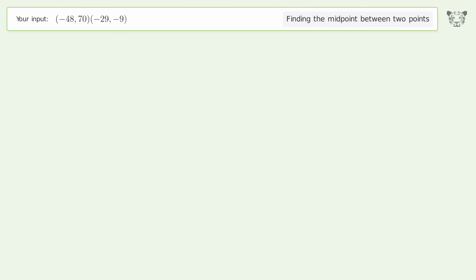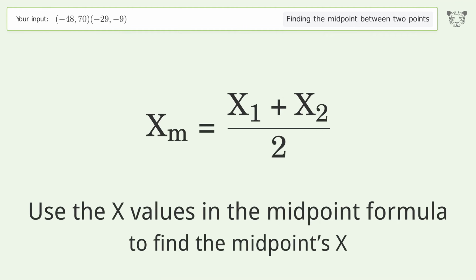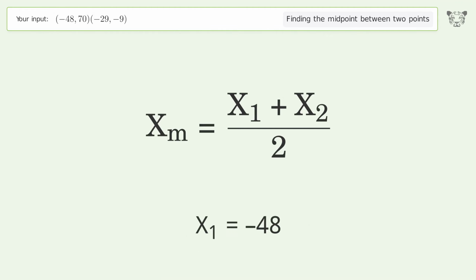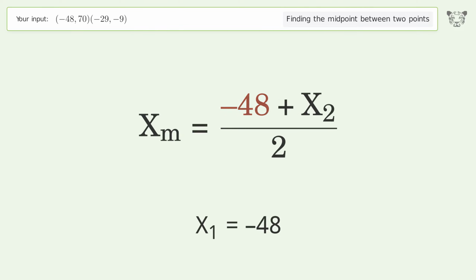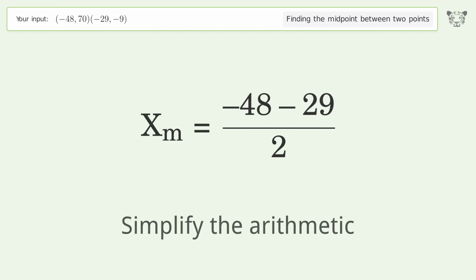Use the x values in the midpoint formula to find the midpoints x. x1 equals negative 48. x2 equals negative 29. Simplify the arithmetic.